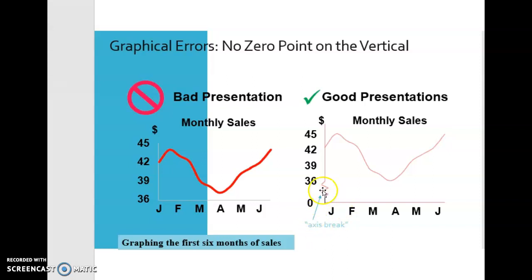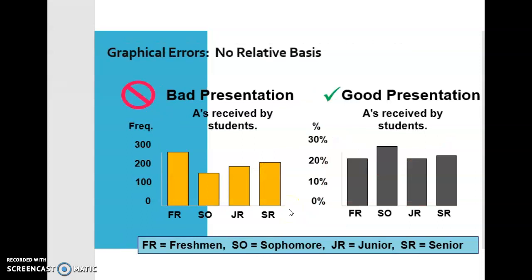Why is that important? If you don't include 0 or show the reader that there's 0, there's the possibility of misleading them to see changes that maybe aren't that drastic look really drastic. Maybe you see a big jump from here to here, a big dive. So it can distort the data a little bit if you don't at least include the 0 and let the user know that there's a 0.